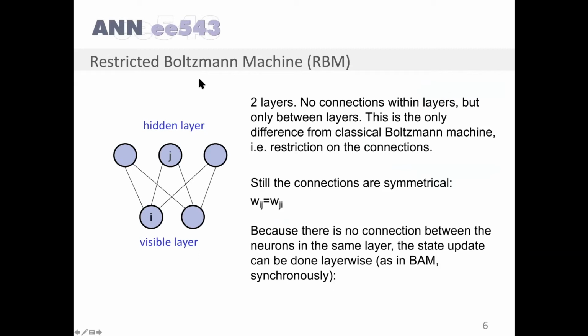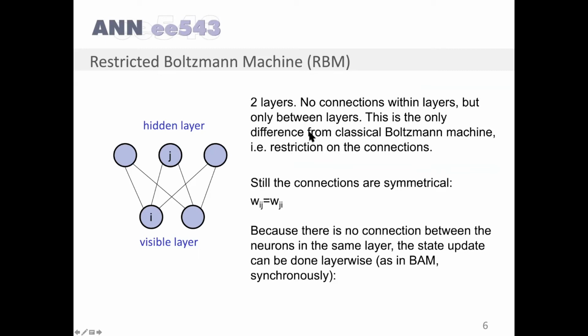In the deep Boltzmann machine, instead of the classical Boltzmann machine, restricted Boltzmann machine is used. Restricted Boltzmann machine has two layers. There is no connection within layers, but only between layers. It has two layers, which are called visible layer and hidden layer. There is no connection within layers, but only between visible and hidden layer.